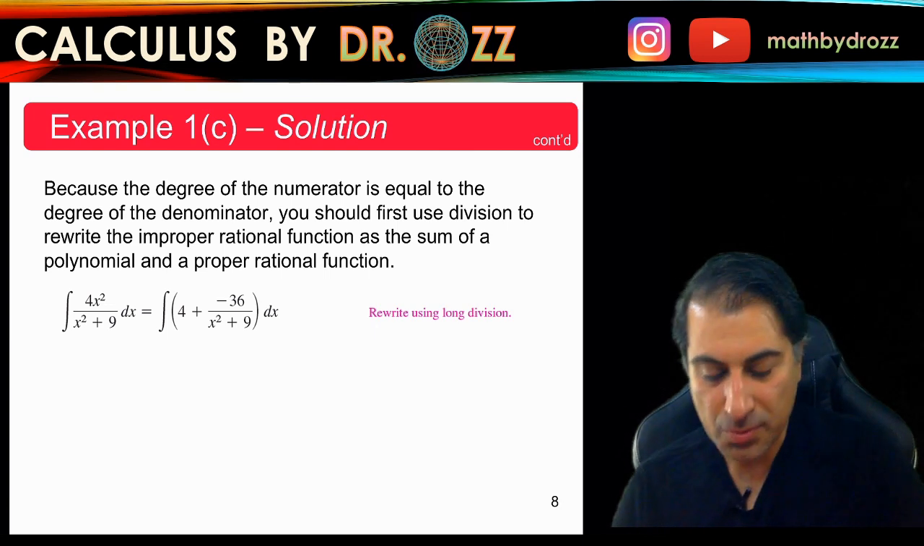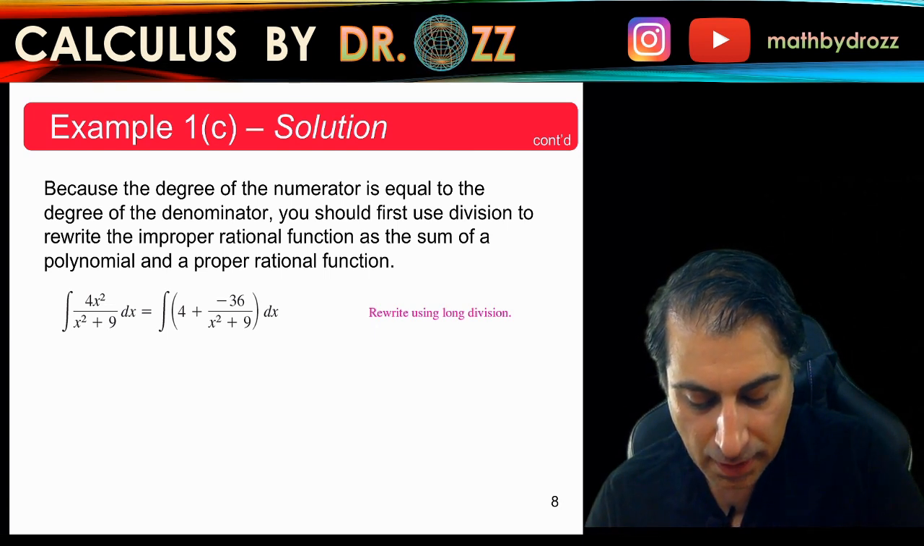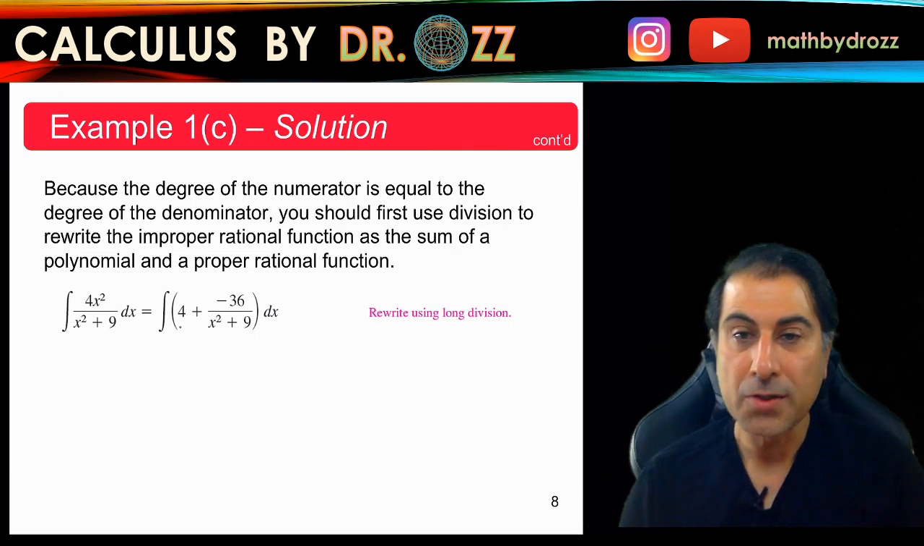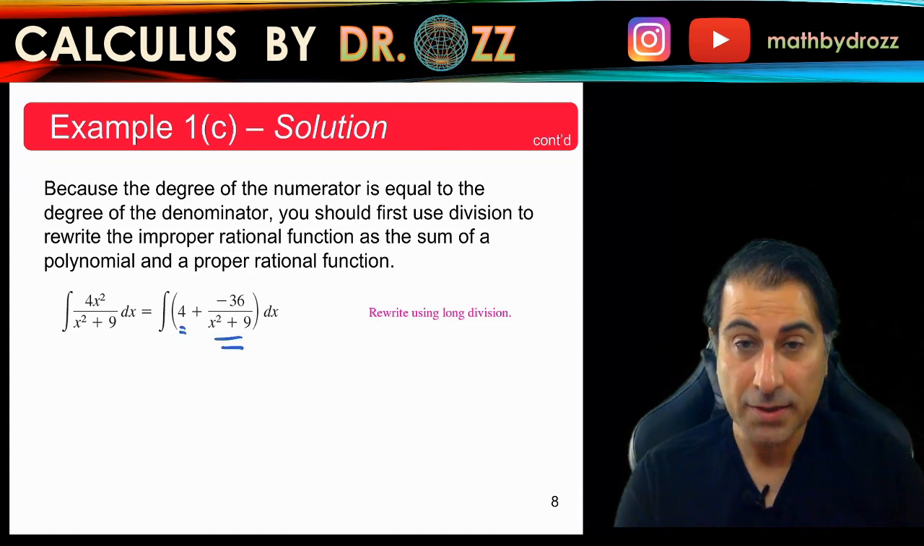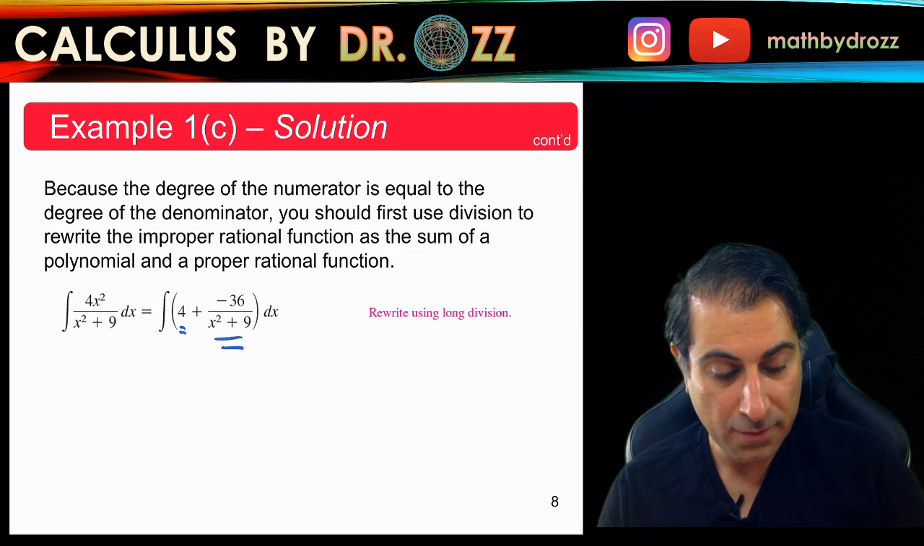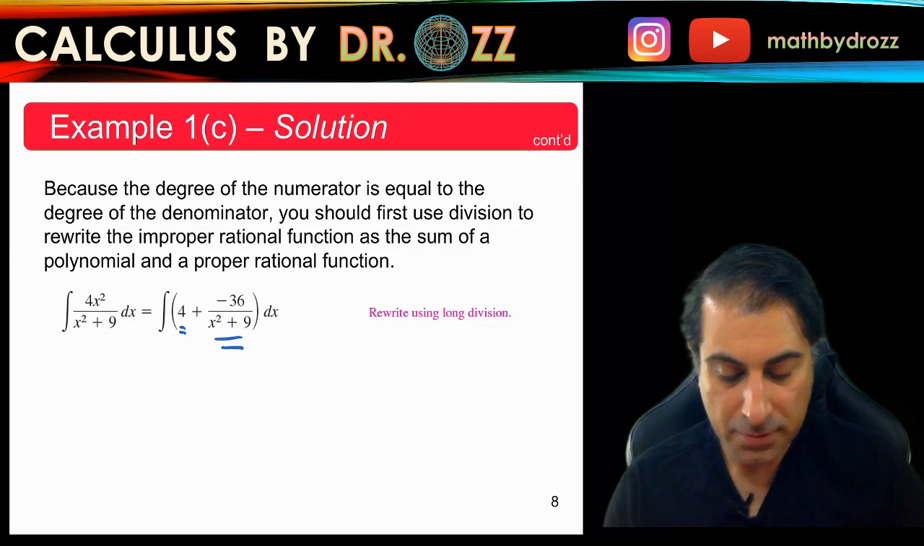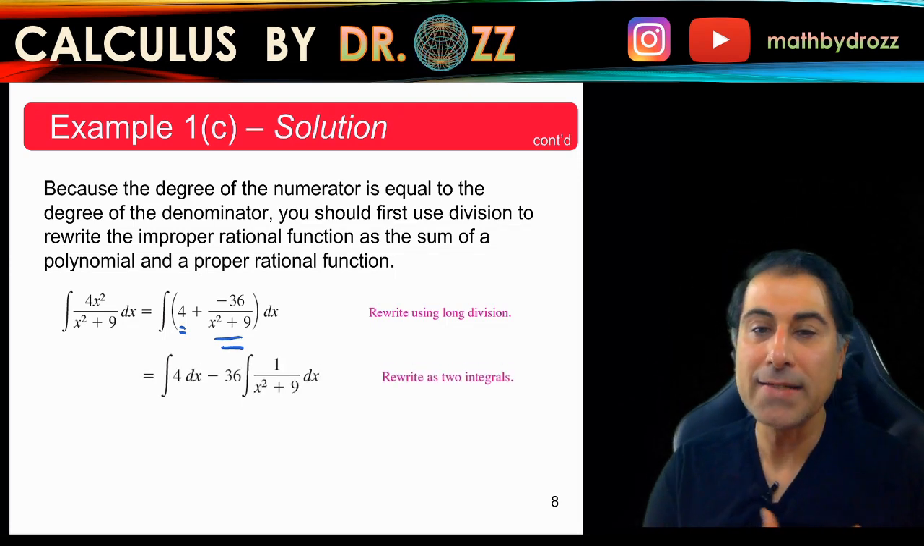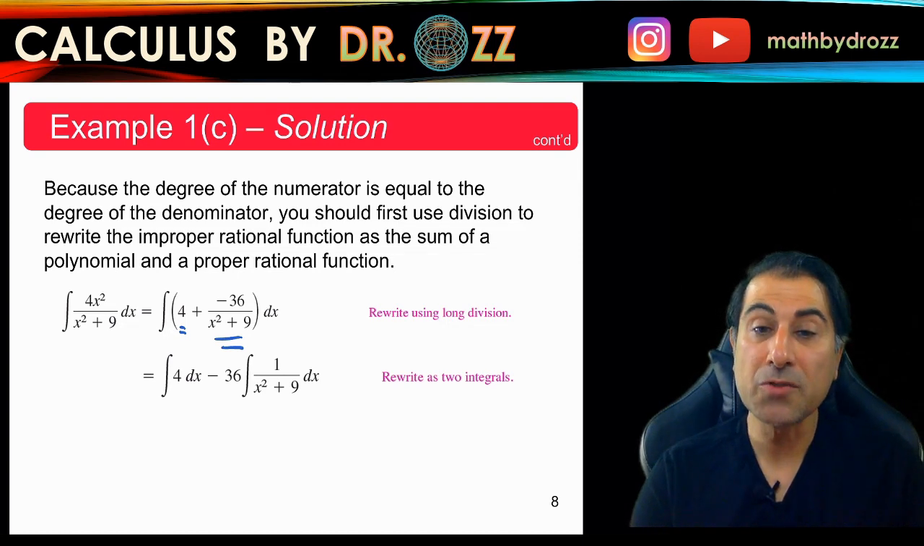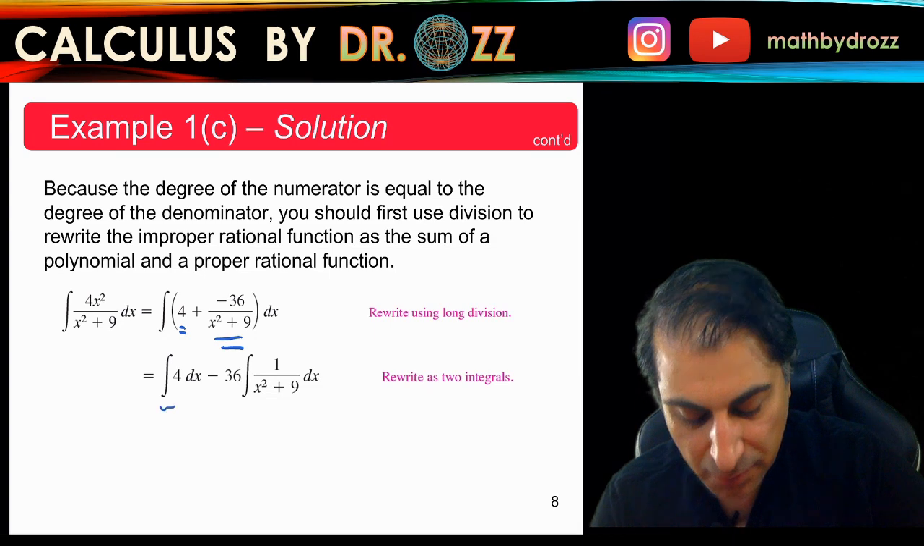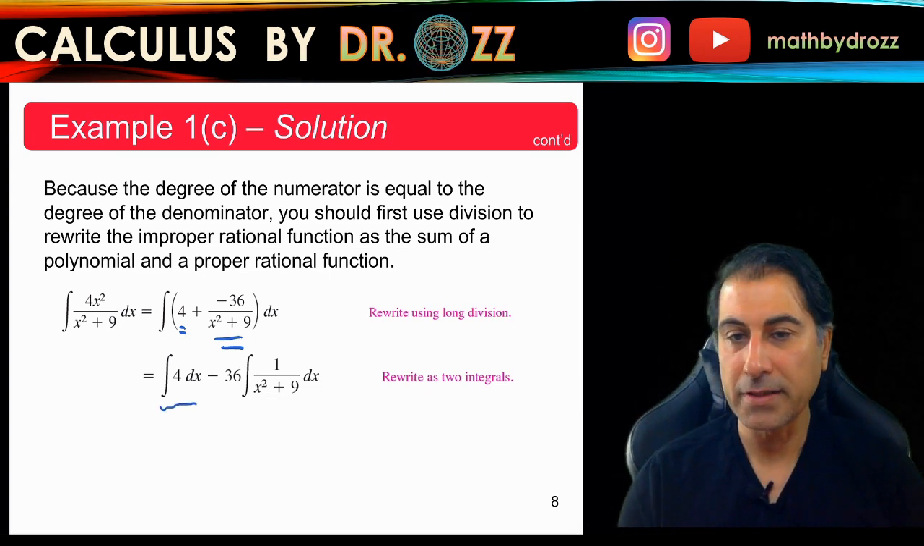Okay, so we can split these two parts, right? Because one is a polynomial, the other part is a proper rational function. Okay, let's do that. So we have the integral of 4 dx minus 36 times the integral of 1 over x squared plus 9 dx. And this one, we can use the basic integration rule. 4 is integrated as 4x.